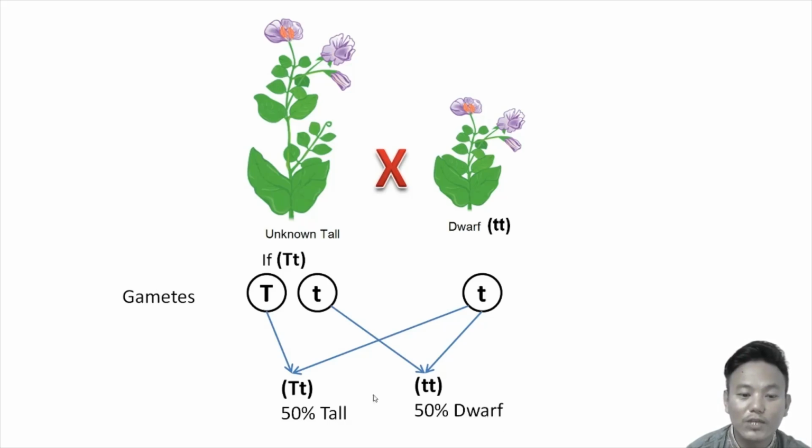Now if we get the ratio of 1:1 in the offspring, then we can say that the unknown tall pea plant is heterozygous. So the test cross tells us whether this unknown pea plant, or the organism with unknown genotype, is homozygous or heterozygous.